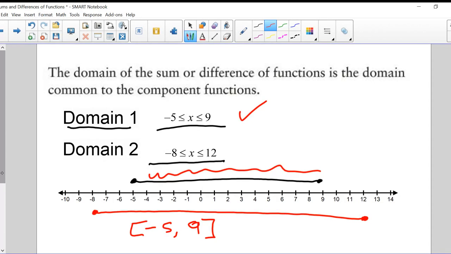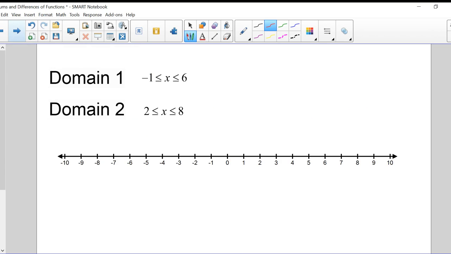Okay? Let's try this again. What if my first domain was from minus 1 to 6, and the domain of the other function? Remember, we're dealing with two functions now that have separate domains, and we're combining them, and we want to see what the combined domain is. So one goes from minus 1 to 6, again, greater than or equal to, so I put a solid circle there. So minus 1 to 6, right? In between those 2 points is where one domain extends. The other one goes from 2 to 8. So I'll use a different color for that. Right? I'll use, I don't know, green. Again, there are solid circles here from 2 to 8.